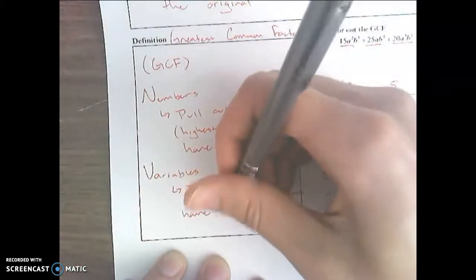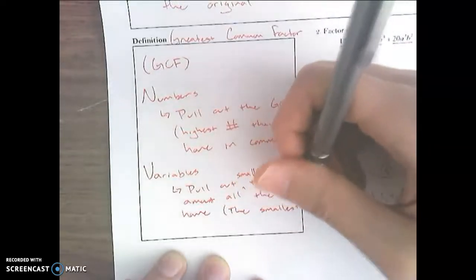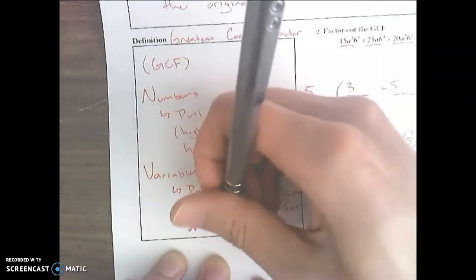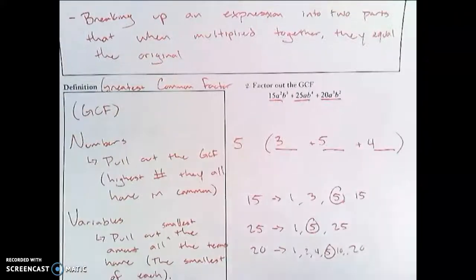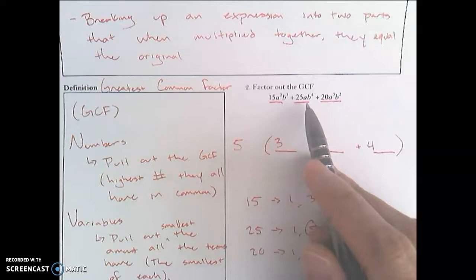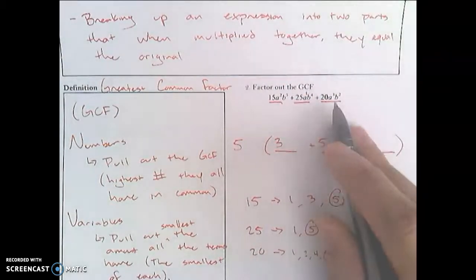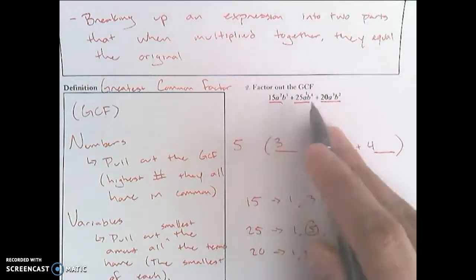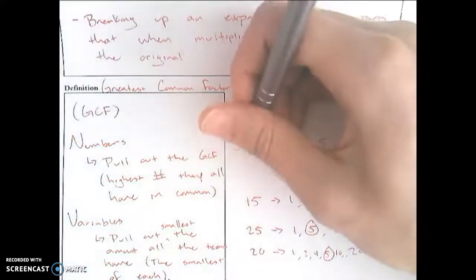So that would be the smallest of each. So what do I mean by that? I'm looking at the variables here. Well, here, let's look at the A's. Here we have 2 A's. We have, it's not written, so there's 1 A. And then here we have 3 A's. Well, between 2 A's, 1 A, and 3 A's, what's the smallest? 1 A. So we can pull out 1 A.